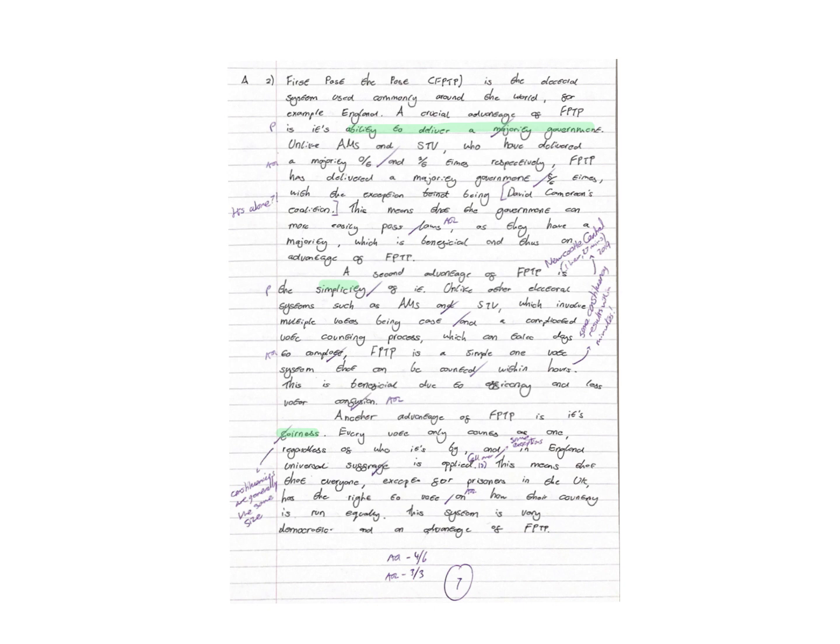And then comes the good analysis again. This means that everyone except for prisoners, there are others, but I suppose we've got an idea here of the type of exception, has the right to vote and how their country is run. This is democratic and an advantage of first past the post. So 3 out of 3 marks for analysis. I think in every single paragraph, there are ways that we can make that knowledge more precise and more accurate to get the knowledge up from 4 marks out of 6 to 6 marks out of 6.